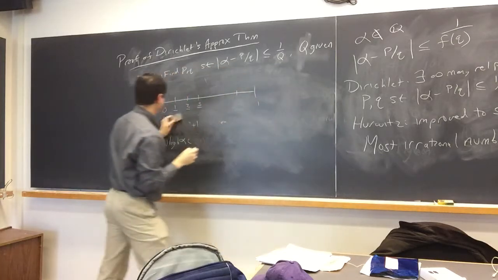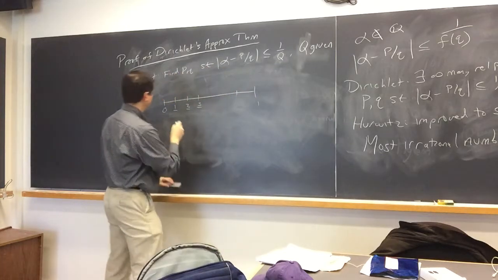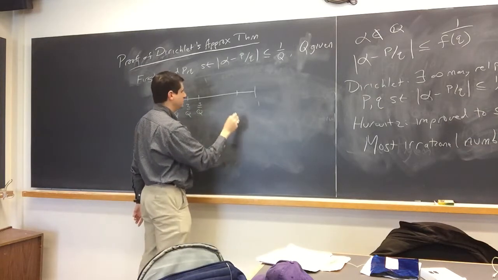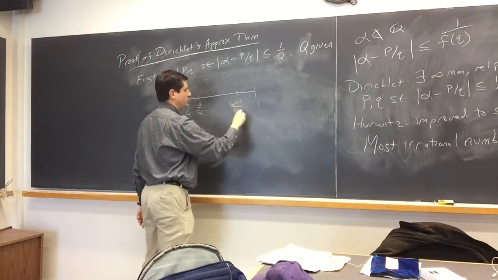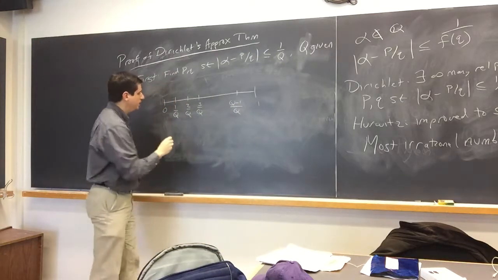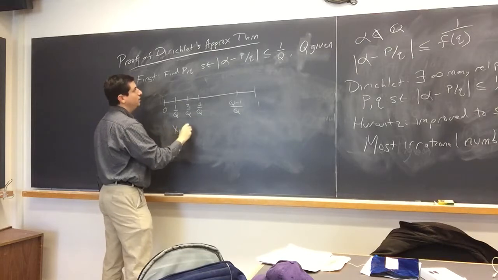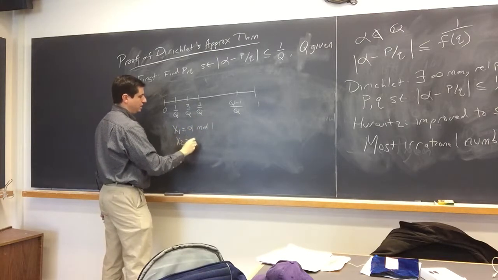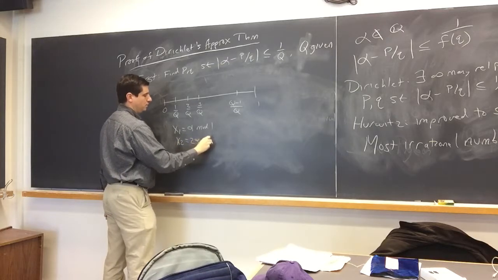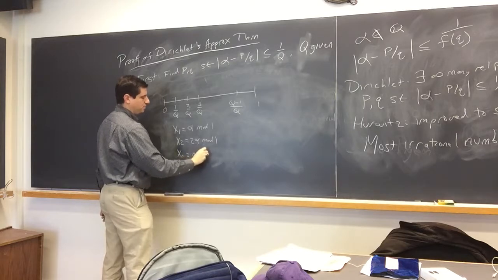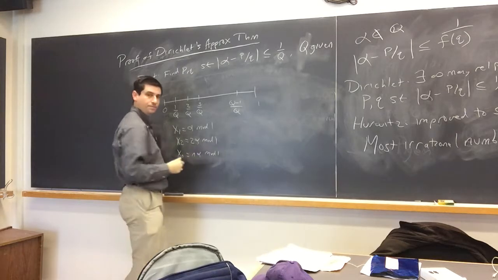So it's very similar to what we had before. So we have 0, 1 over q, 2 over q, 3 over q, all the way to q minus 1 over q. And I'll let x1 be alpha mod 1, x2 is 2 alpha mod 1, xn will be n alpha mod 1.